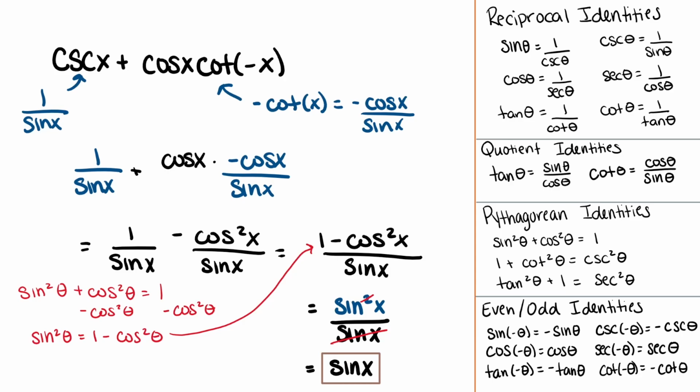So sometimes you do have to get a little creative with how you are rewriting your functions. You want to see what elements of your identities are present in whatever you have and what you're trying to simplify in that expression. So here we had to rewrite our Pythagorean identity, and you're going to see different versions of that as we do some more examples.